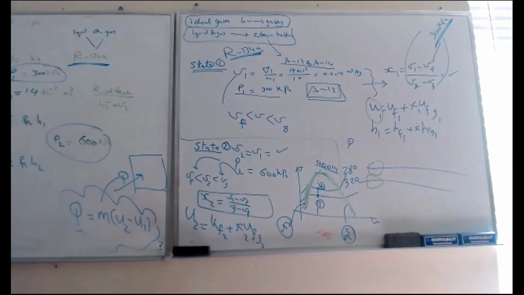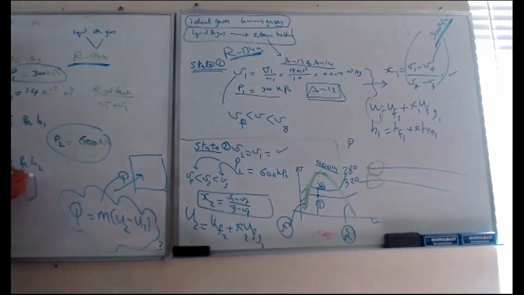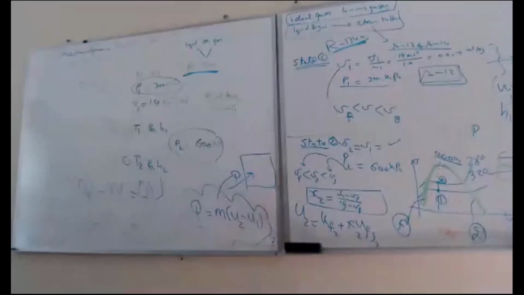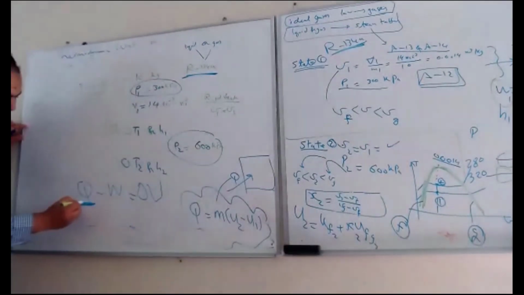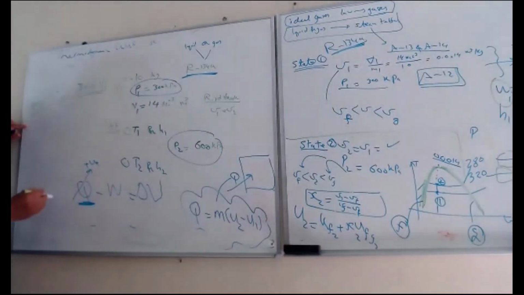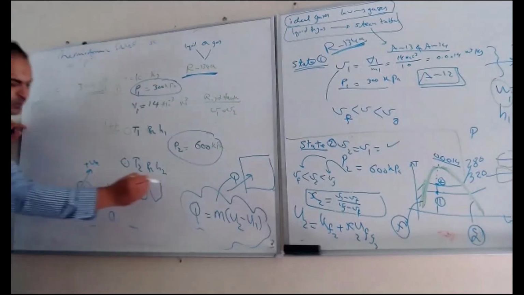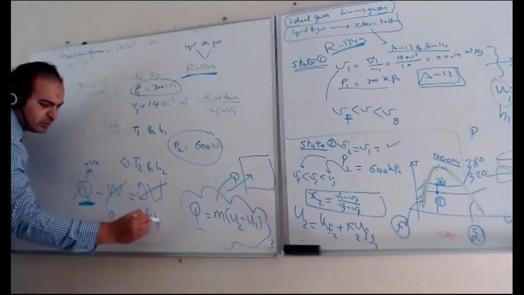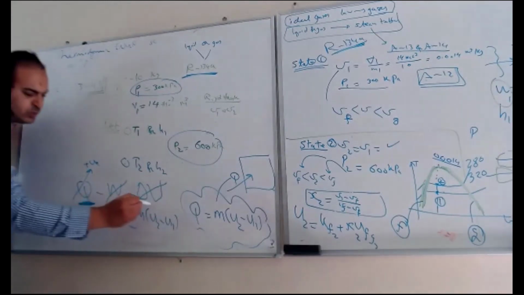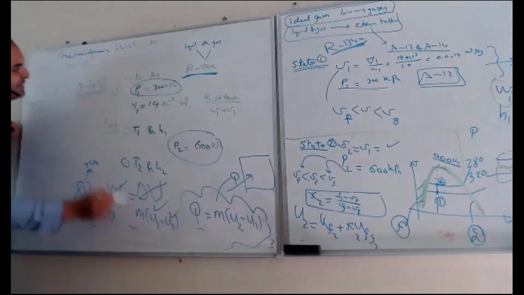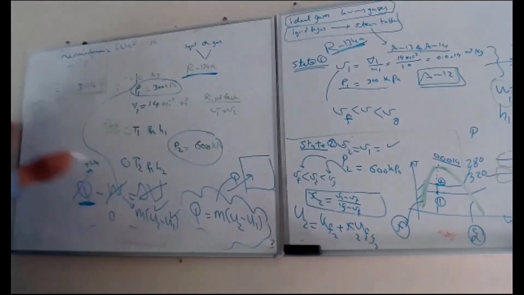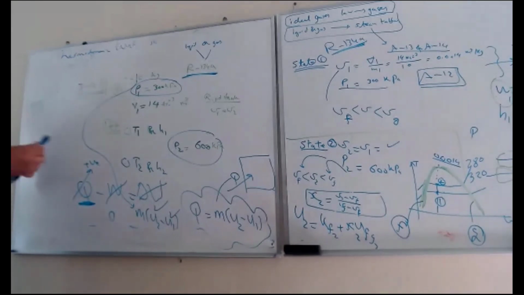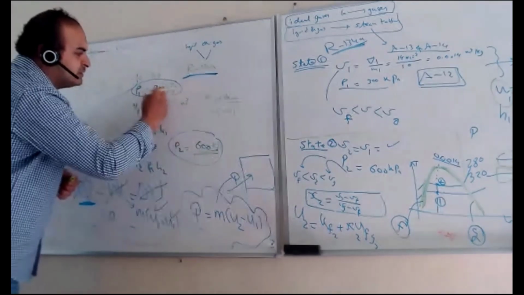M delta U, because there is no work. Q minus W equals delta U, capital. Q is what I want. Heat addition is positive. W is 0 because this is a rigid tank. Delta U is mass times the specific internal energy change. I have U2 from state 2 and U1 from state 1. Mass is given, 10 kilograms. I can get how many joules are needed to raise the pressure from 300 to 600.